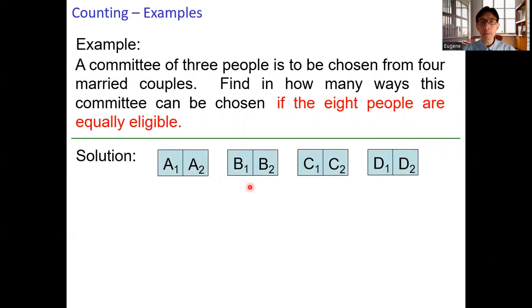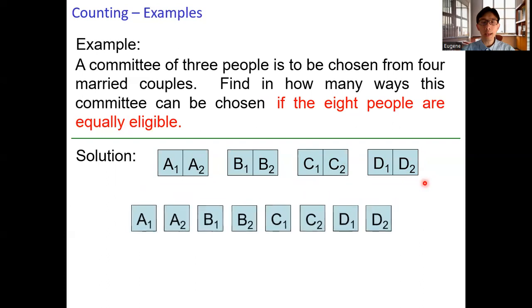We have 4 couples, A, B, C, and D. So couple A, we have A1 and A2, couple B, B1, B2, and then C1, C2, and D1, D2. All the 8 people are equally eligible, so we can regard these 8 people as 8 individuals. So we only need to choose 3 people to be in the committee out of 8 people. Order does not matter.